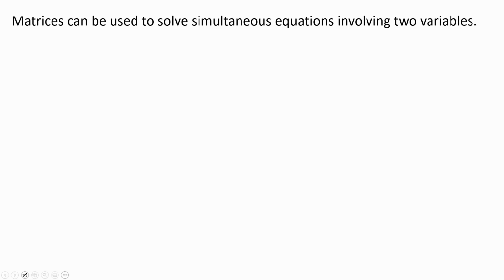Hi, in my previous video I went through what is required to solve a pair of simultaneous equations involving two or three variables, and it was concluded that in terms of matrices, the determinant of the coefficient matrix plays a large part in knowing whether or not a solution exists. In this video, which is the second of a three-part set, we're going to look at how we can use matrix operations to solve a pair of simultaneous equations involving two variables.